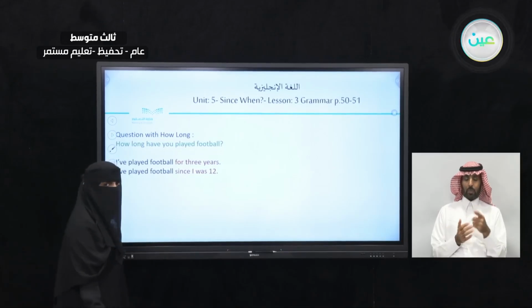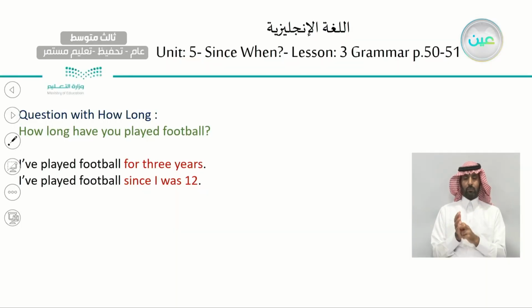And we have the last part of our grammar. We have questions with how long. How long have you played football? I think we used how long a lot in our pair work activity last class, right? You created a lot of questions using how long. Have you played? Here we have have and the past participle. This is the present perfect. I've played football for 3 years. The answer can use for or since I was 12. You can use for or since to answer questions, okay?